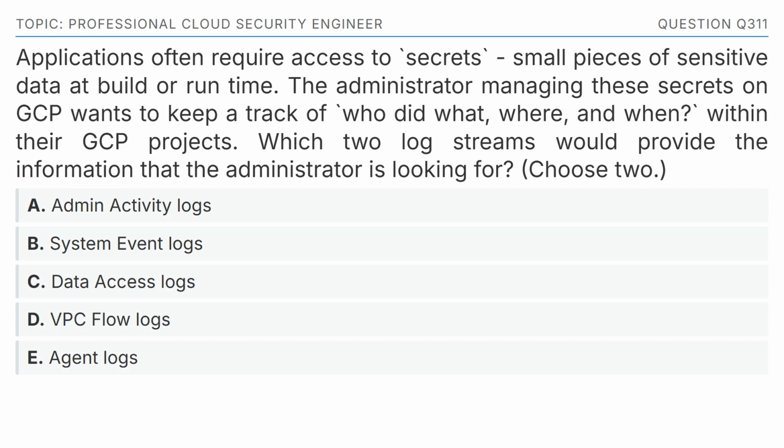Choose two. The options are Option A, Admin Activity Logs. Option B, System Event Logs. Option C, Data Access Logs. Option D, VPC Flow Logs. Option E, Agent Logs.